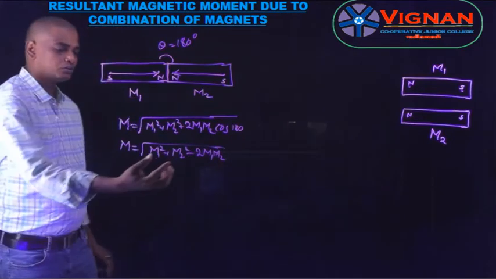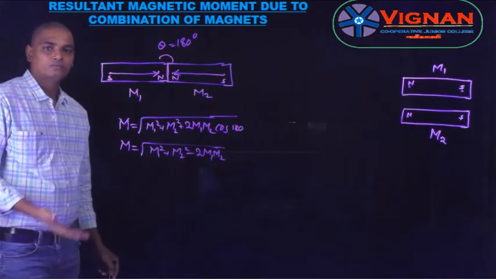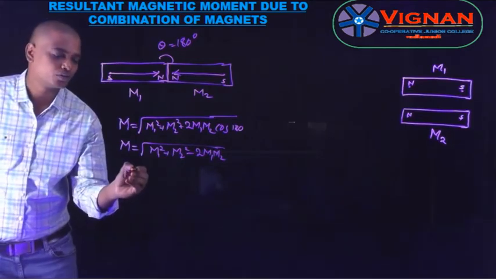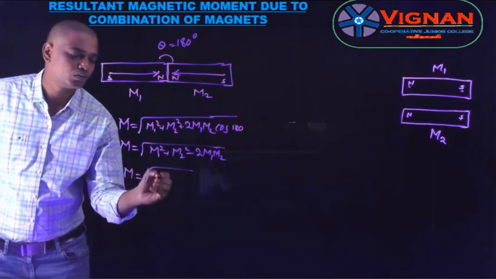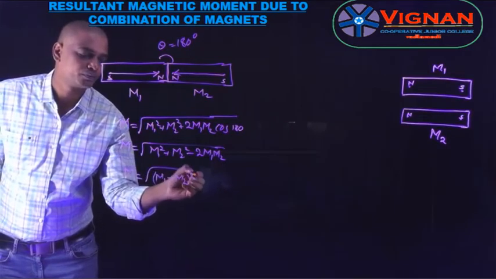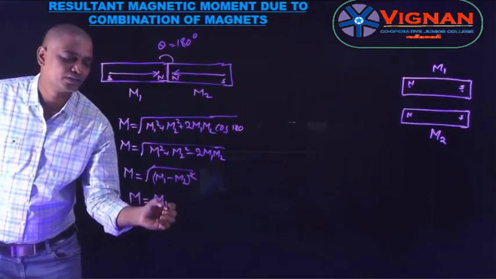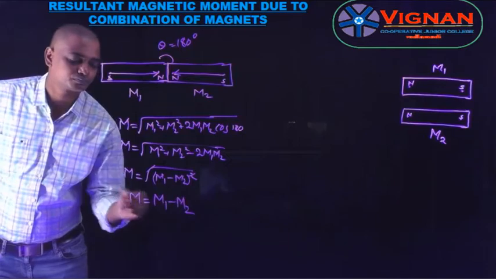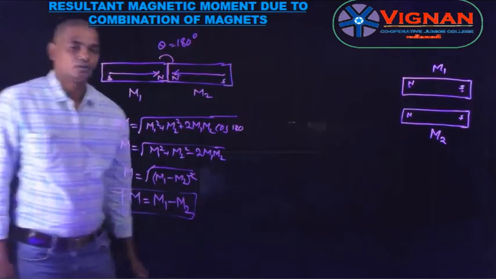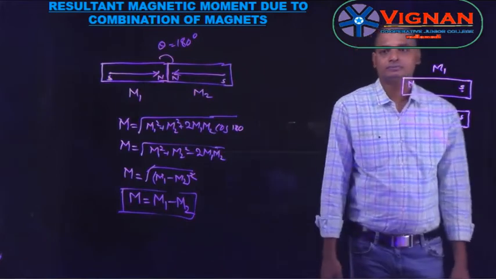So you can observe here the formula is similar to a square plus b square minus 2ab, which is a minus b whole square. So M is equal to root over m1 minus m2 whole square. The square and root get cancelled. So M is equal to m1 minus m2.